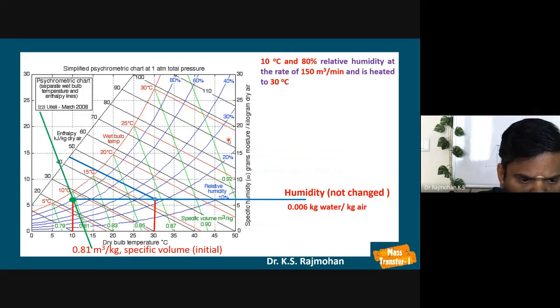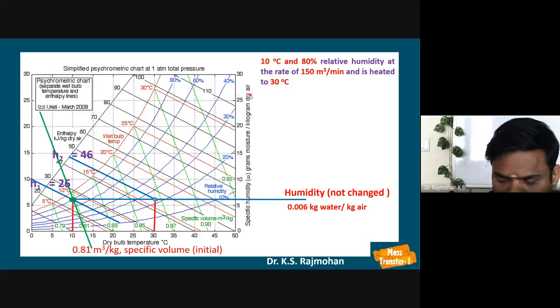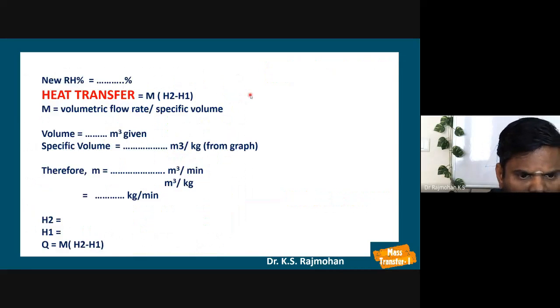Okay, so if you draw the specific volume lines for initial conditions and enthalpy value, so initial enthalpy was around 25, slightly over 25, that's 26. Here it is 46. Okay, so we have enthalpy values, so that will also give us the rate of heat transfer. Okay, so enthalpy is kilojoules per kg dry air. Then what is the mass flow rate of kg dry air? We can obtain using the density data or the given volumetric flow rate. Let's see that. Okay, please write down your data. Whatever is the percentage relative humidity, new relative humidity, please report what is new relative humidity.